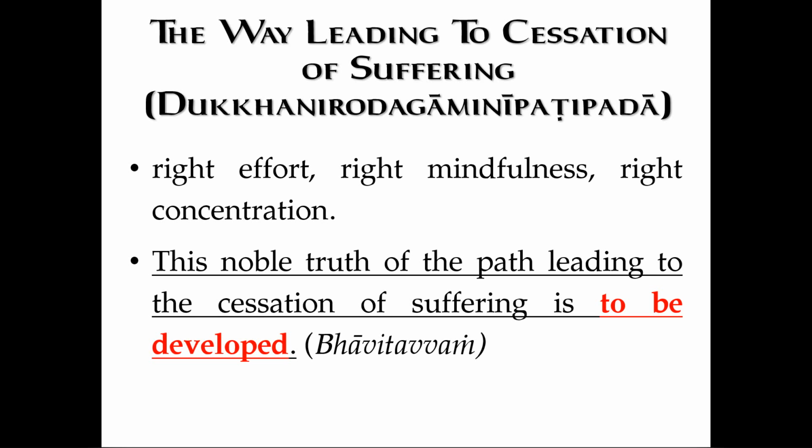So this Noble Truth, the path leading to cessation of suffering, is to be developed. You have to develop, you have to increase, you have to cultivate, to remove craving. Number one, to remove craving. If you can remove craving, you will attain cessation of suffering.